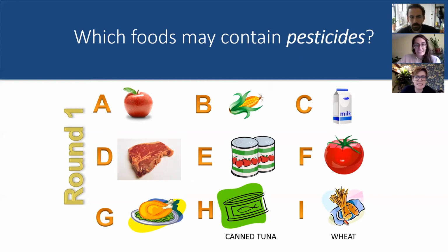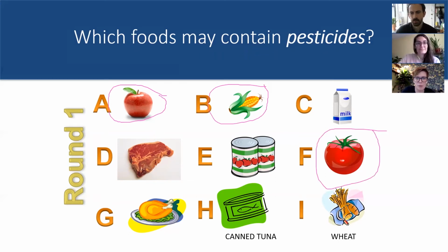Well, I know that pesticides are used in crop production to keep insects and other pests from eating the vegetables before we get to eat them. So I guess all of the things that are crops, like apple, corn, definitely tomato. Grains like wheat. Yeah, that's also a crop. I guess canned tomatoes, because they're just like tomatoes, but in a can.